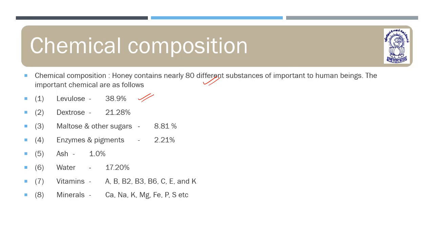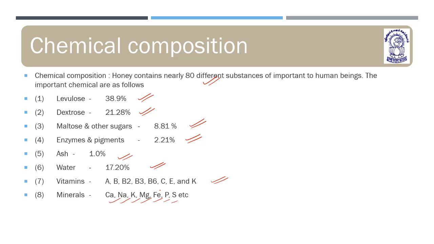Levulose, it is a sugar, 38.9%; dextrose, 21.28%; maltose and other sugars, 8.8%; enzymes and pigments, 2.2%; ash, 1%; water, 17.20%. Vitamins A, B, B2, B3, B6, C, E, and K are all present in honey. Minerals like calcium, sodium, potassium, magnesium, iron, phosphorus, sulfur. So honey is basically providing all these essential materials in the required amount to the body.